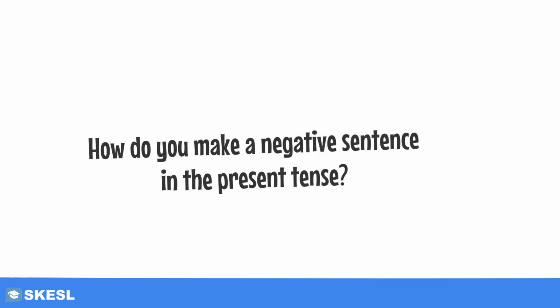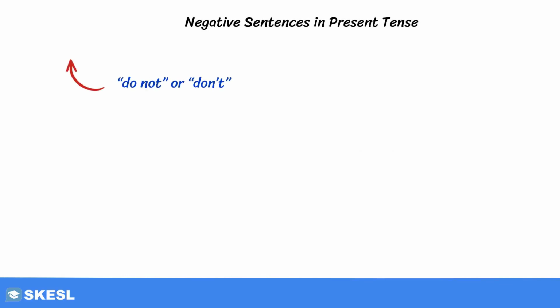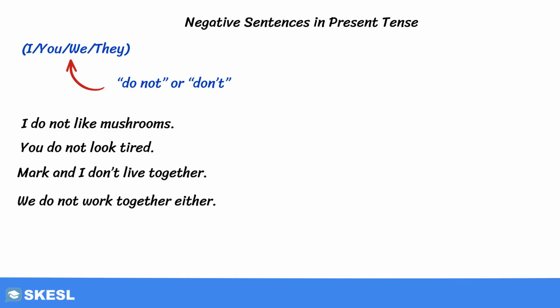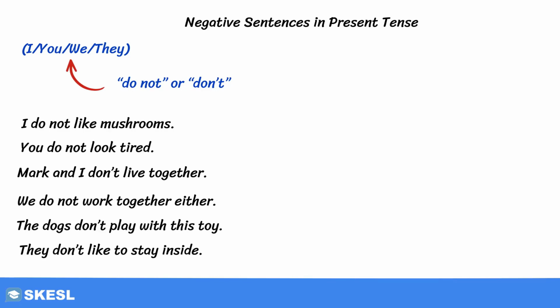How do you make a negative sentence in the present tense? To make a negative sentence, use do not or don't when the subject is I, you, we, they. For example, I do not like mushrooms. You do not look tired. Mark and I don't live together. We do not work together either. The dogs don't play with this toy. They don't like to stay inside.